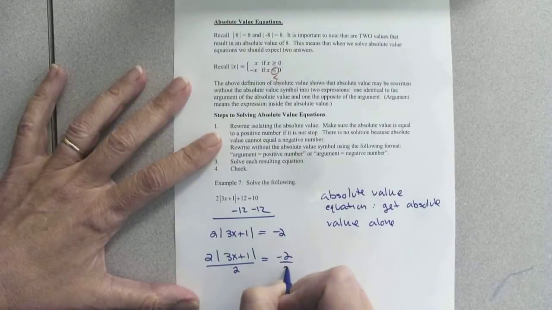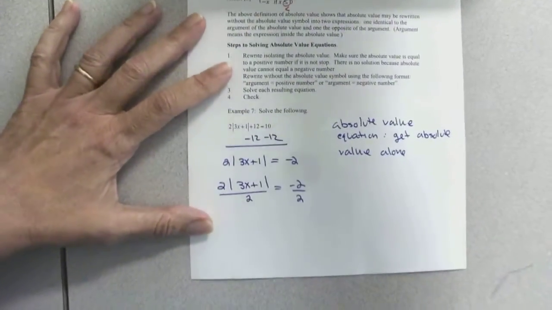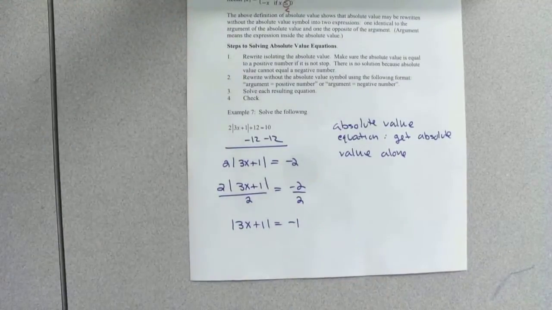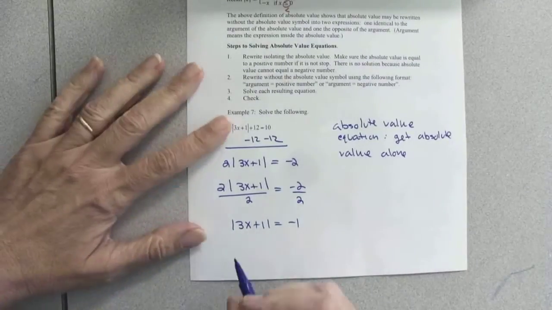Divide both sides by 2. And so I get the absolute value of 3x plus 1 equals negative 1. Now, a good number of you are just going to blindly go on to the next step. But if I reread to you what step 1 says, rewrite isolating the absolute value, make sure the absolute value is equal to a positive number. If it is not, stop. There is no solution because the absolute value cannot equal a negative number. Right there, this is not possible.